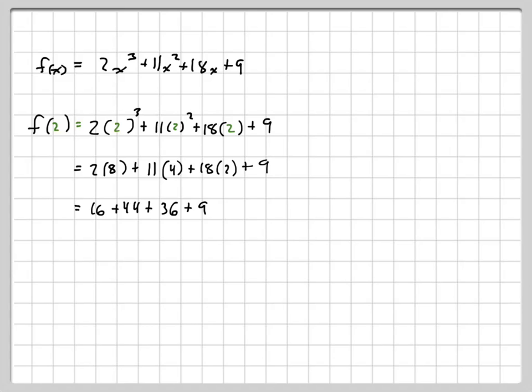Okay, when I add all these up, it's 16 plus 44. That'll give me 60. 60 plus 36, that's going to be 96. 96 plus 9, that's going to give me 105. So you guys got? I should also write this. This is my answer: f of 2 equals 105.